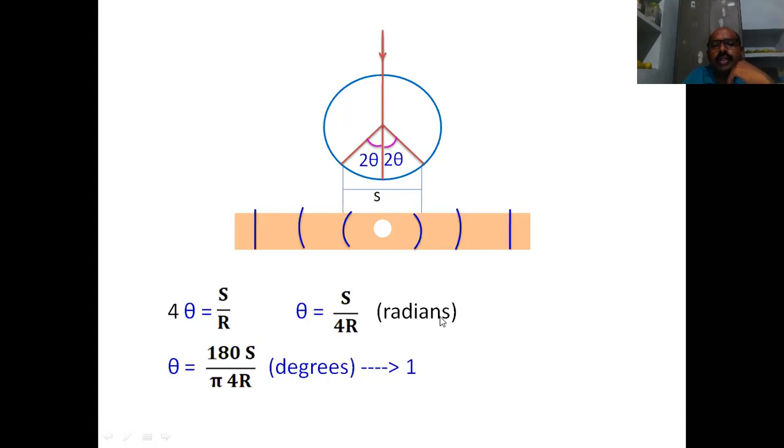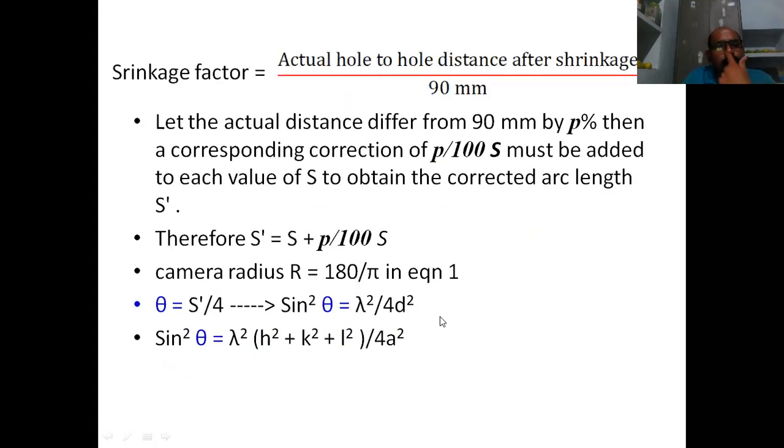So that is the relation. In that case, from hole to hole, the distance should be 90, but there may be some error, maybe less than 90. So we measure from the developed film and write the actual hole to hole distance after shrinkage, or after developing, divided by 90, which gives the shrinkage factor.